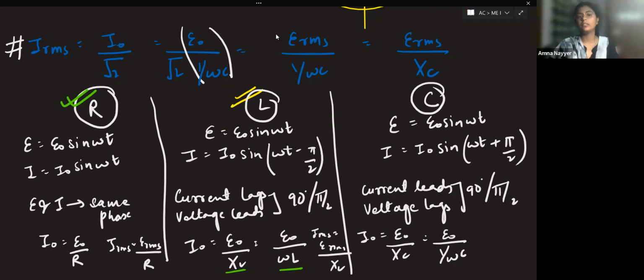Then coming to the last circuit that we have done just now, circuits having only capacitor, E is equal to E naught sine omega t, I is equal to I naught sine omega t plus pi by 2. So plus pi by 2 shows current leads, whereas voltage lags. Again, phase difference will be 90 degrees. So I naught is equal to E naught by XC. XC we have studied right now, which is 1 by omega C. And IRMS can be written as ERMS divided by XC.